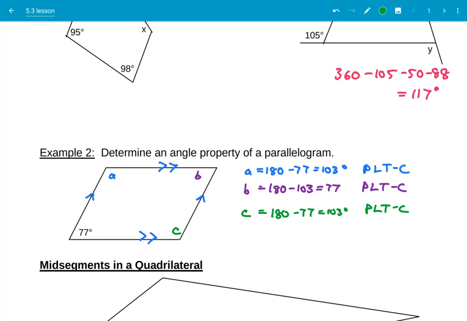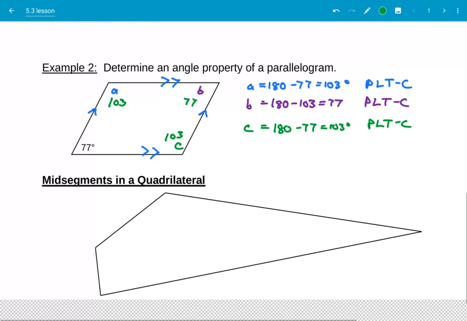So how would you describe the properties? This is 103. This is 77. This is 103. Well, opposite vertices, maybe that's what we could say. Opposite vertices have the same angle, right? And we can prove it using the C pattern. Okay, there's an angle property of a parallelogram.